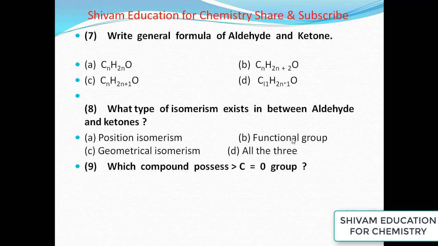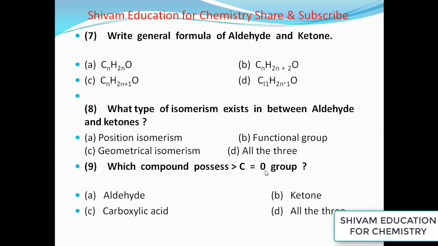Now question number 9. Which compound possesses carbonyl group? C double bond O is known as a carbonyl group, and options are given here. You know that aldehyde, ketone, and carboxylic acid all have a carbonyl group. So the answer will be D, all the three given.